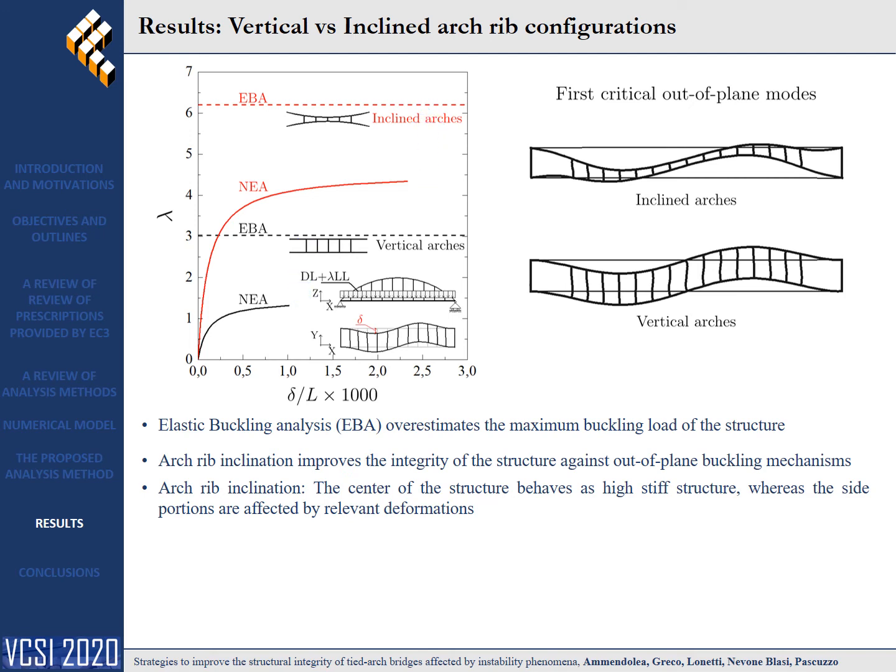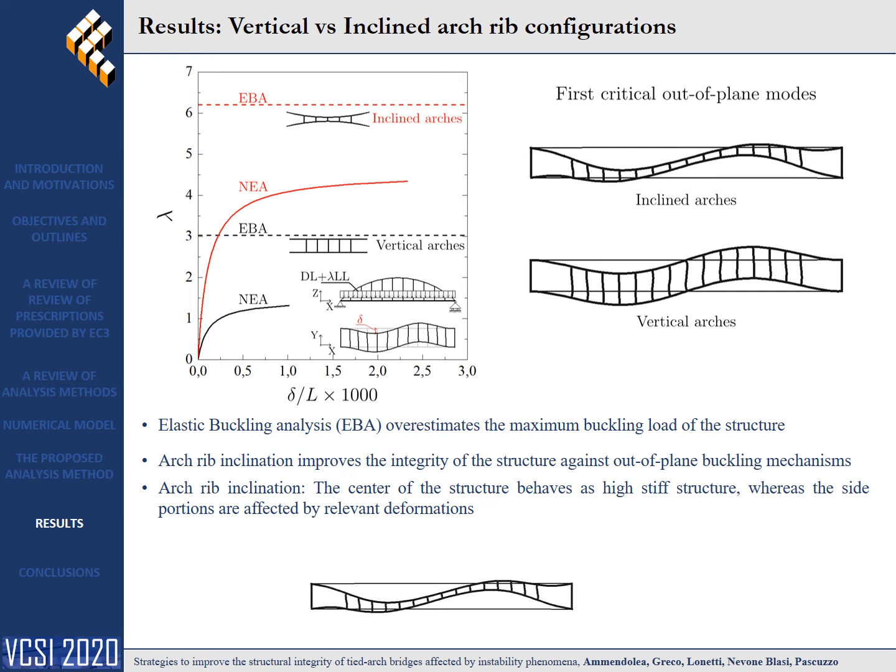In addition, the results highlight that arc rib inclination greatly improves the integrity of the structures against out-of-plane buckling mechanisms, since the live load multiplier predicted by nonlinear elastic analysis increased significantly. Such behavior can be explained by analyzing the buckling modes and the deformed shapes at failure.